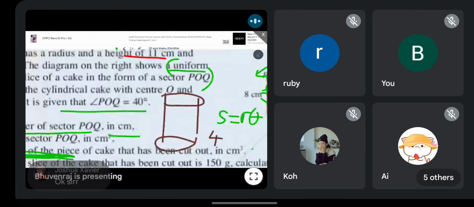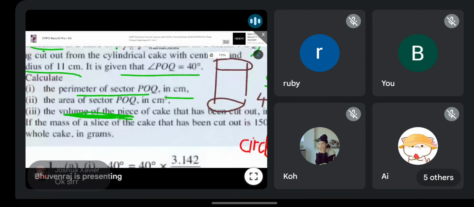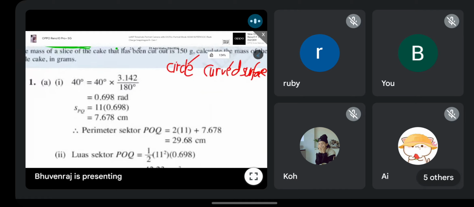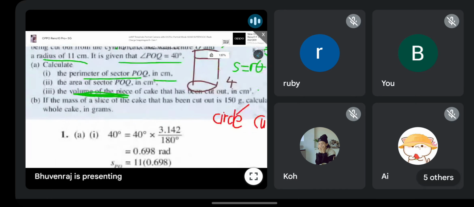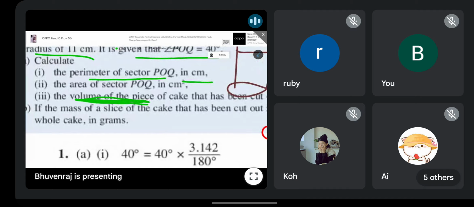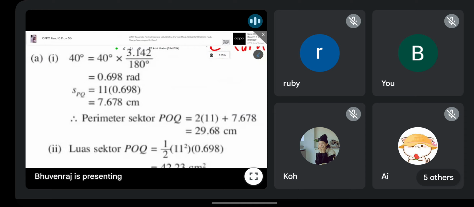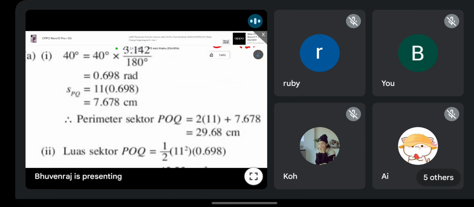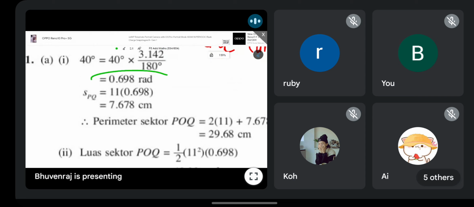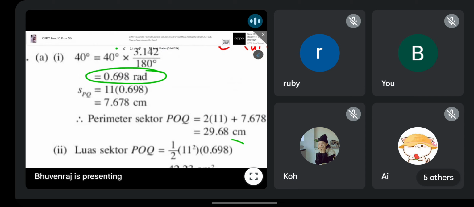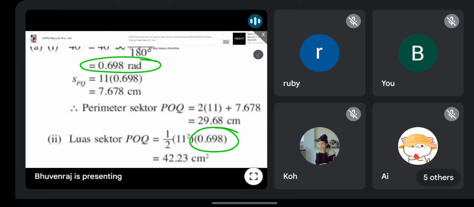Alright? So next one. Okay, perimeter you can count already lah. So basically convert to radian first. Cari panjang lengkok PQ. Find the perimeter. Okay, 2 kali jejari tambah panjang lengkok PQ. Okay, second question, they ask you to find area of sector POQ. Should be no problem. Half R square theta sahaja. So you will take half times 11 jejari kali dengan sudut that you got over here. Okay, this is the angle 0.698 radian. Okay, then you will get the answer 42.23.